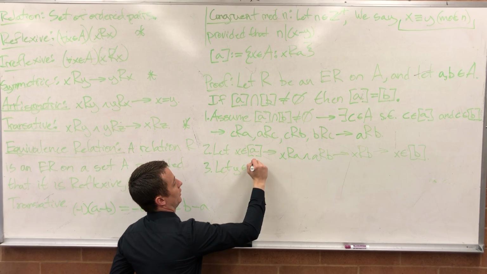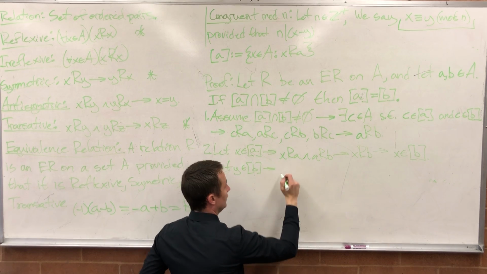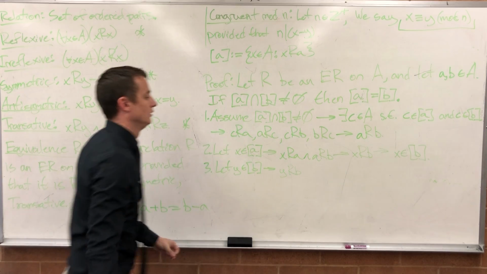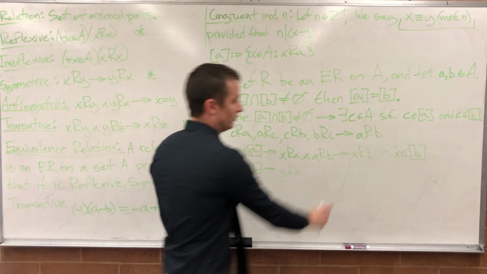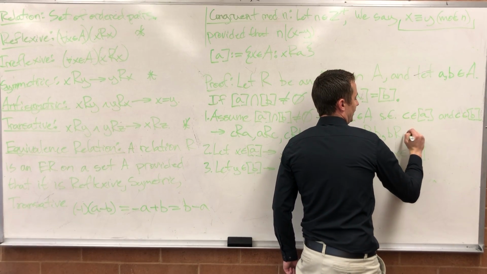Let y start out in B. What does that tell us? That y is related to B. We're trying to get y is related to A. And B is related to A. Right, we know A is related to B. Since R is reflexive, that also gives us B is related to A.